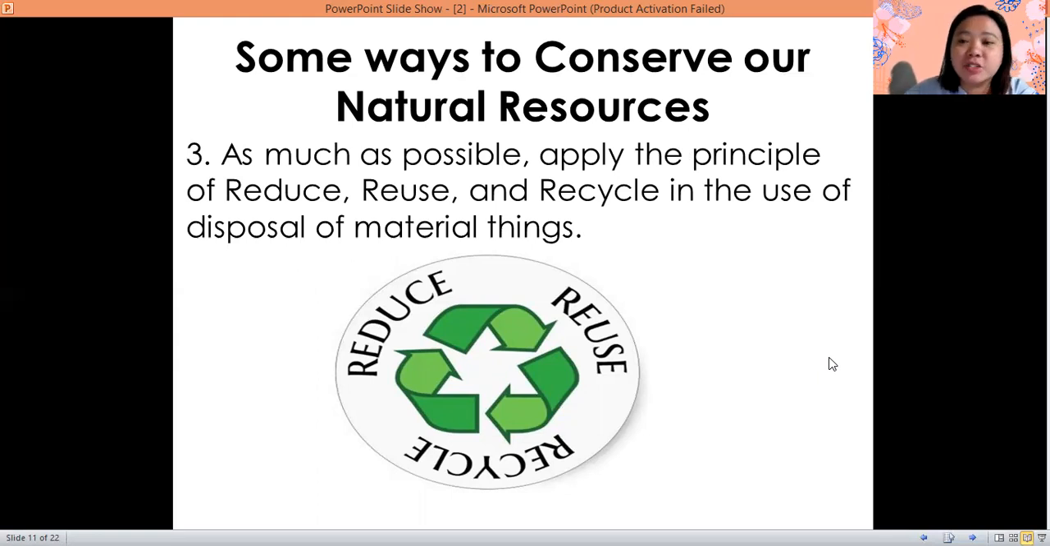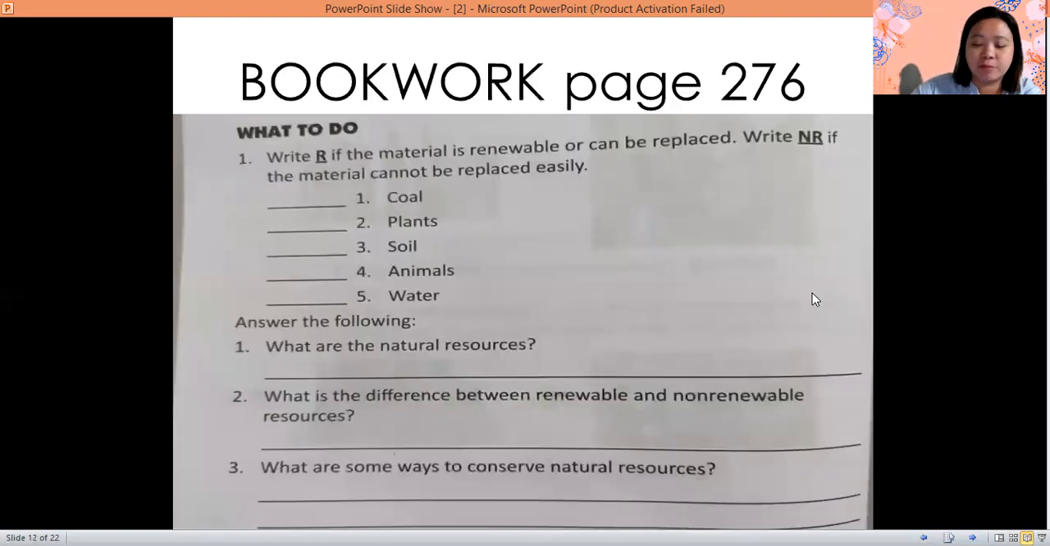Okay, and we need to recycle that one. We need to recycle, like in our arts, right? The boxes, the used boxes, you recycle it and you make it into a robot box. All right, you recycle your old boxes.